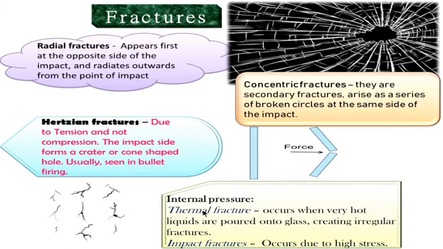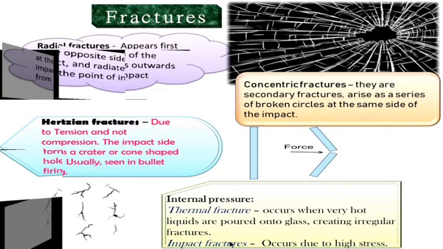Then internal pressure. Internal pressure is usually like thermal fracture, that is heat fractures. If any hot liquid is poured onto the glass, what happens suddenly? Sometimes we observe cracking of the glass. It starts creating irregular fractures, not these kinds of radial or concentric fractures. And the impact fractures also occur because of high stress applied to the glass from inside, then also it has fractures.